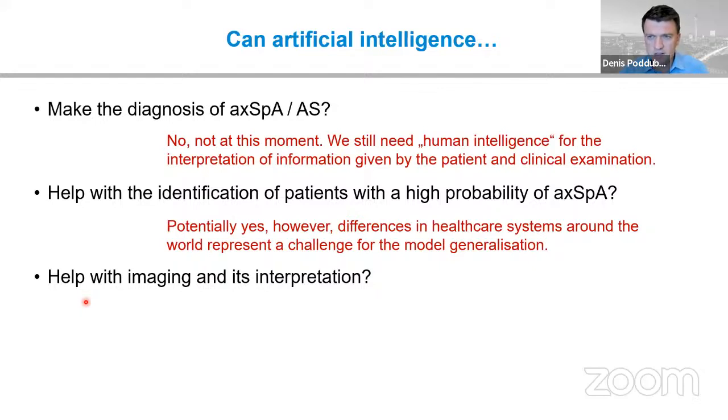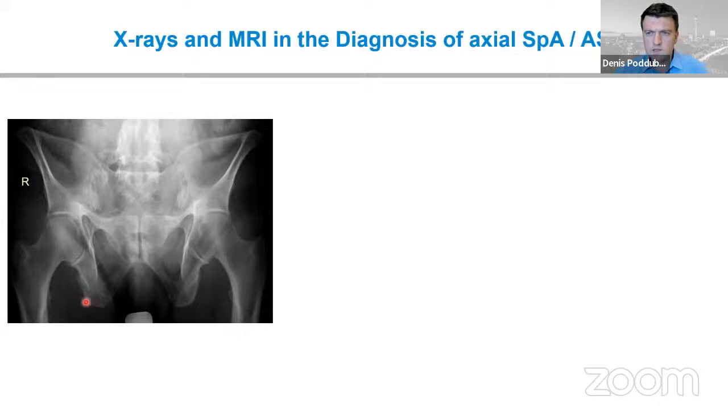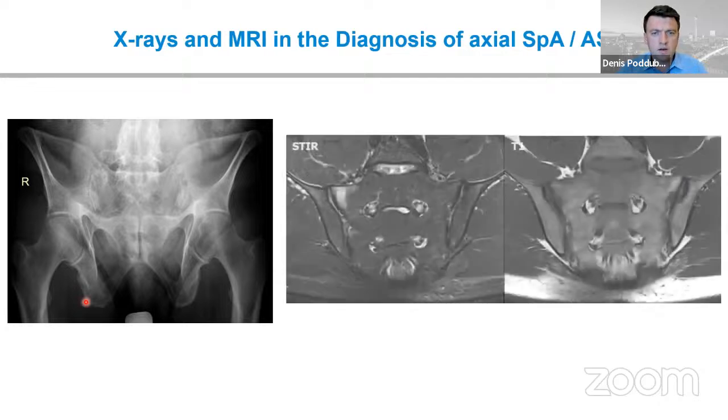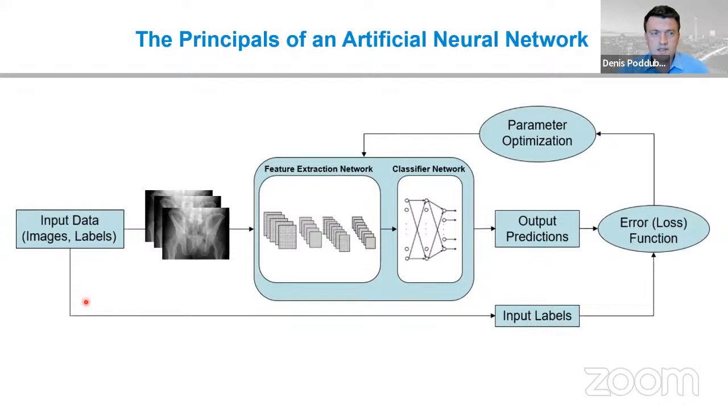And in the area of axial spondyloarthritis, we have two major types of imaging. You also heard about X-ray, MRI, and CT, but X-ray and MRI are the most commonly used tools when we try to make the diagnosis and differential diagnosis of axial spondyloarthritis. And it is indeed possible to train an artificial neural network to recognize particular features. Of course, for this, you need a really big base of images and appropriate labels. Labels should be very reliable in order to train the network.